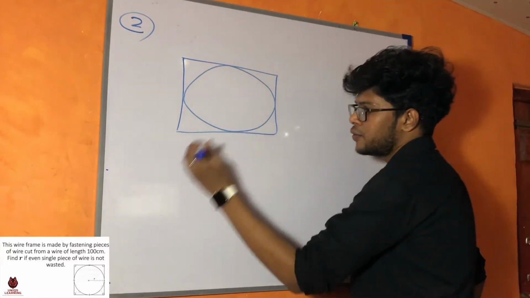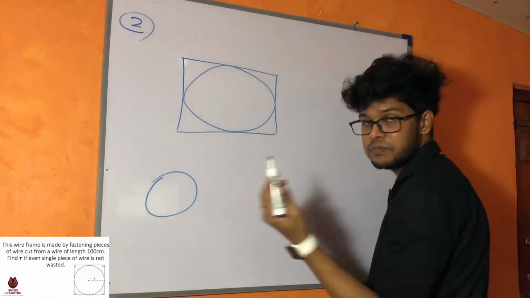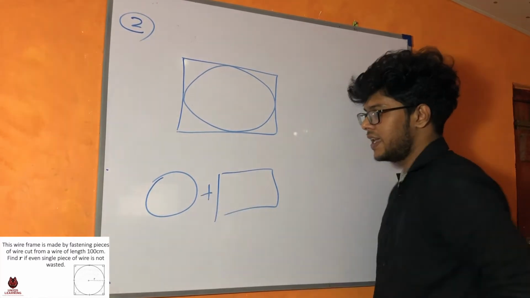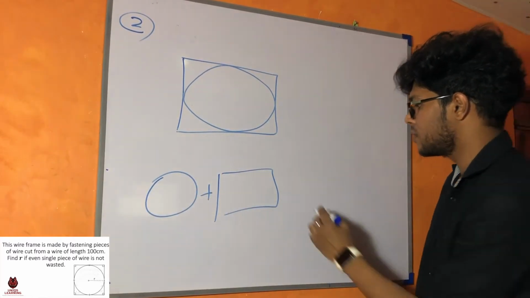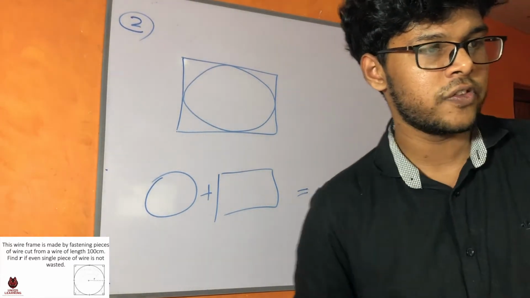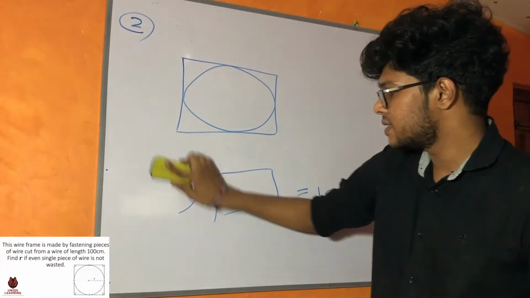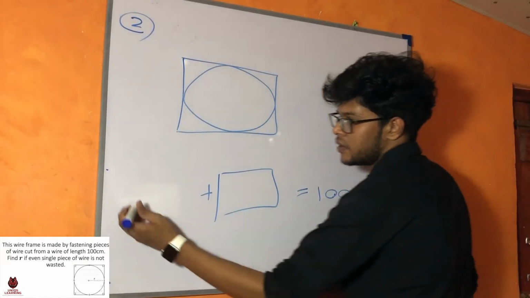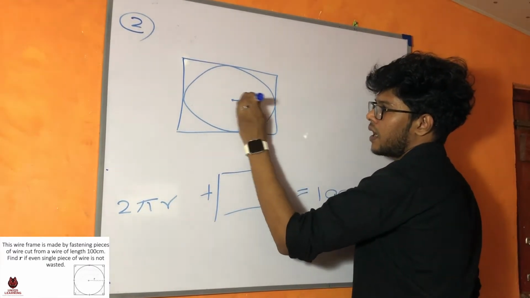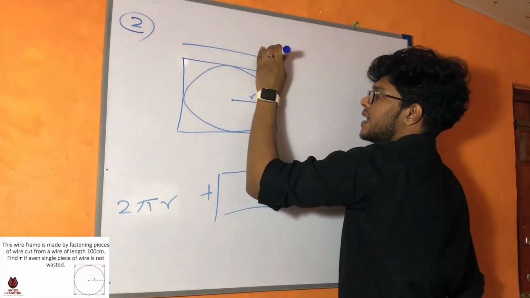So there are two objects formed. A circle is made out of the same wire, and by using the same wire, another square is also made. So the total length of these two will be equal to what? 100 centimeters, right? They have told us the total length of the wire is 100 centimeters. So you can find the perimeter of a circle is 2 pi r. So this is going to be r.